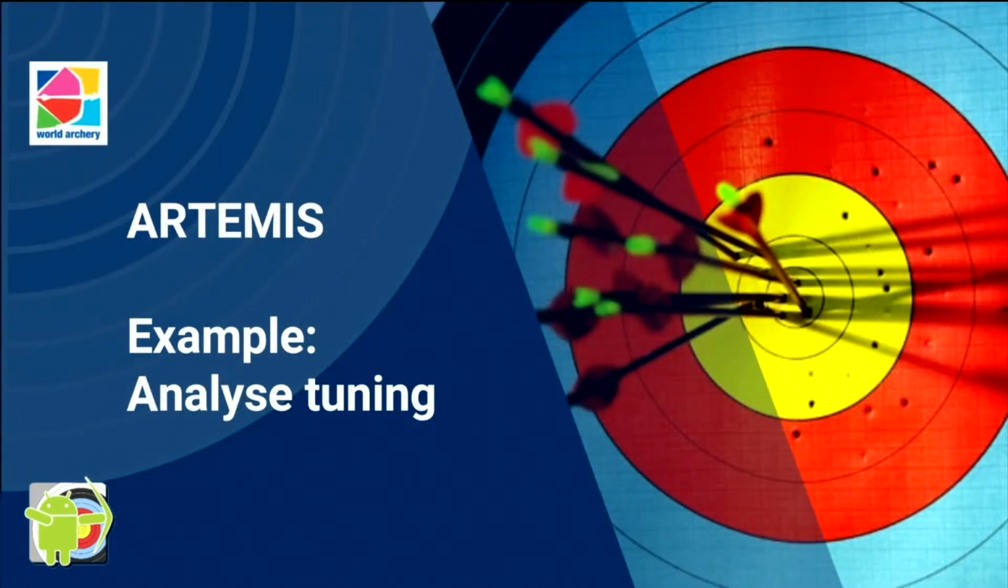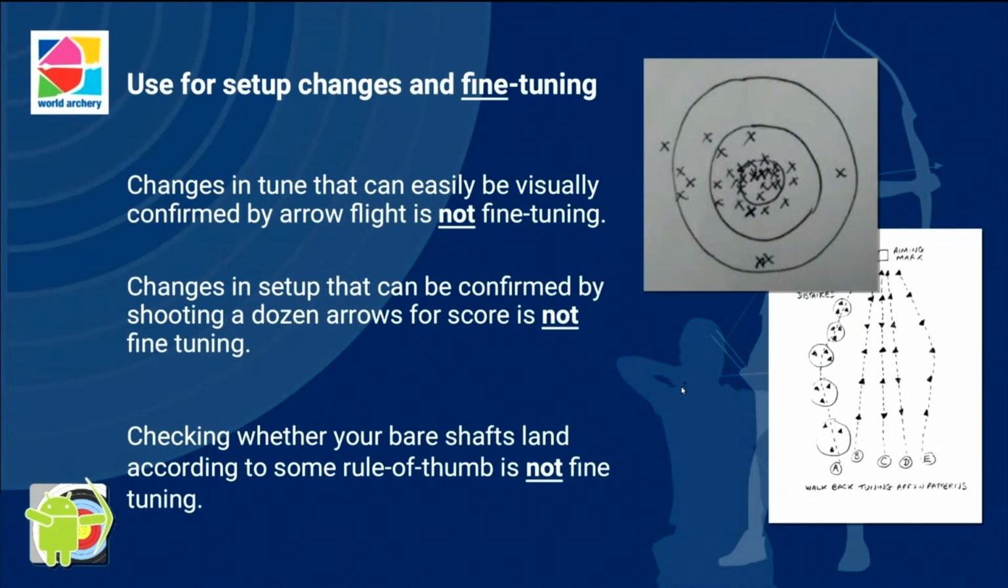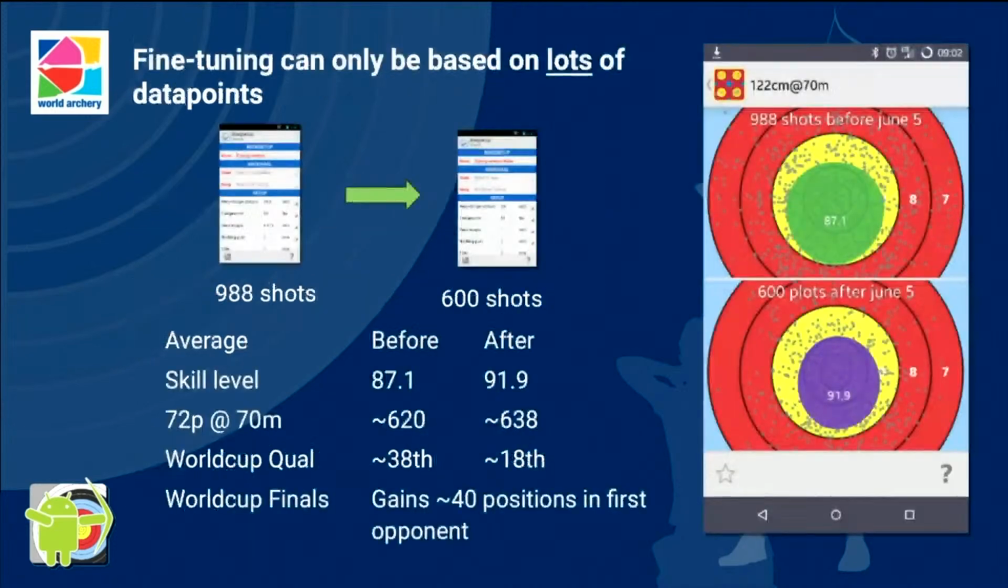Now I'd like to give you an example of how Artemis can help you with tuning your bow, and especially fine-tuning your bow. I think fine-tuning is not that easy as we might think. Fine-tuning is not just visually confirming that an arrow flies straight, because that's not fine-tuning. And fine-tuning is not shooting for score, 36 arrows, and if the score increases your bow is tuned better. And it's not following rules of thumb about where your bare shaft should have landed or whether you're shooting bullet holes. Fine-tuning is gathering a lot of information on how your bow performs, so gathering the performance indicator, the grouping performance indicator, and comparing the indicator in a before and after fashion, which is what we did.